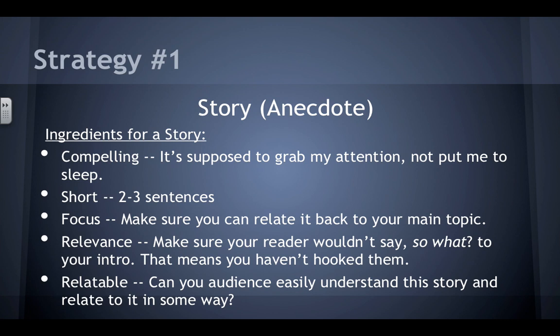Here's an example of an attention getter. You could start with an anecdote. Ingredients for a story: it should be compelling. It's supposed to grab your attention, not put you to sleep. It should be short, 2 to 3 sentences.